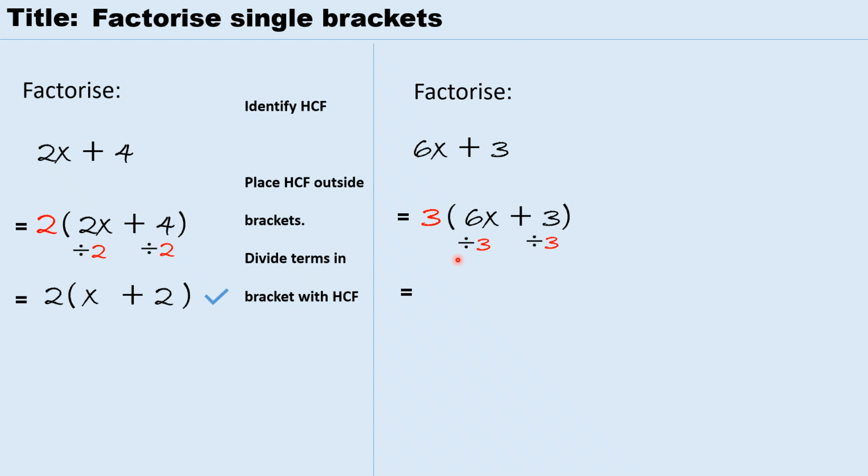Now, your answer will be 3, open bracket, 6x divided by 3 is 2x and 3 divided by 3 is 1. So that's add 1. And that is your solution.